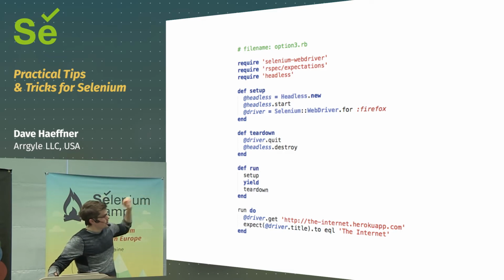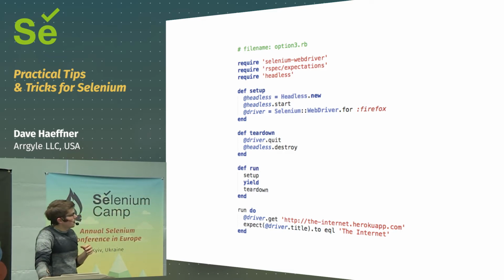RSpec expectations is how I do assertions. Gives you very readable assertions, read a lot like English. And then you require this headless gem. And then in the setup, you create an instance of the headless library. You start the headless instance, and then you start Firefox. And then once you're tearing down, after you close the browser session, you can destroy the headless instance.